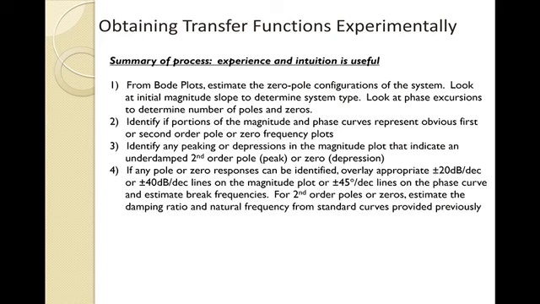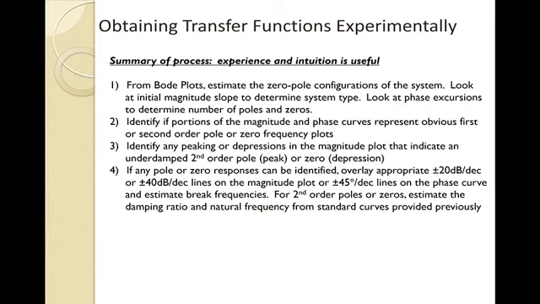Then finally, the next step is if any pole or zero response can be identified, we're going to start overlaying the appropriate plus or minus 20 dB or 40 dB lines on the magnitude plot, or again the phase plots as shown there, and try to estimate where those break frequencies are. That'll identify the poles and zeros.